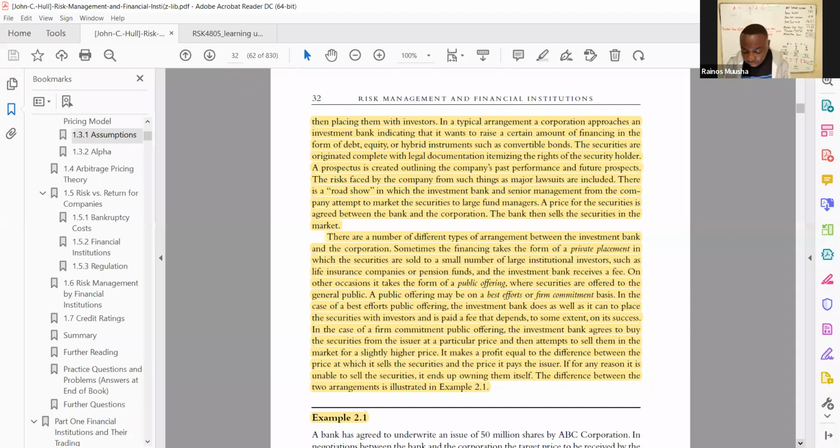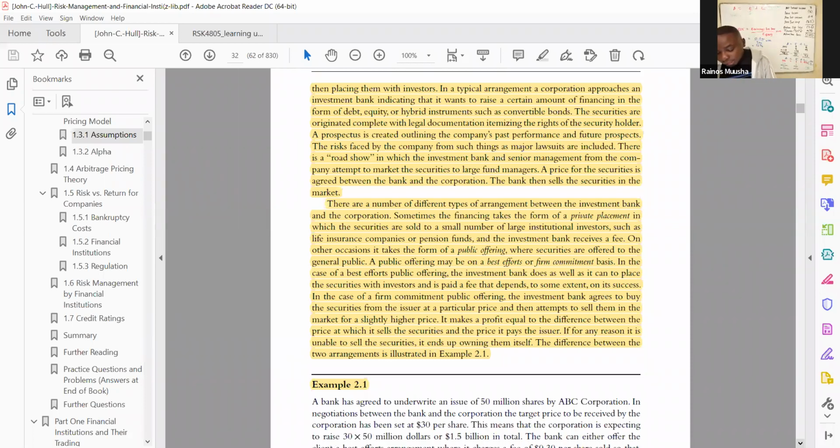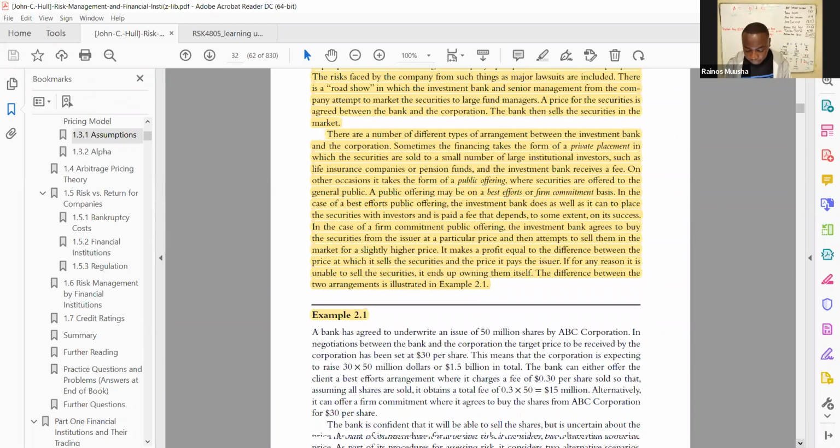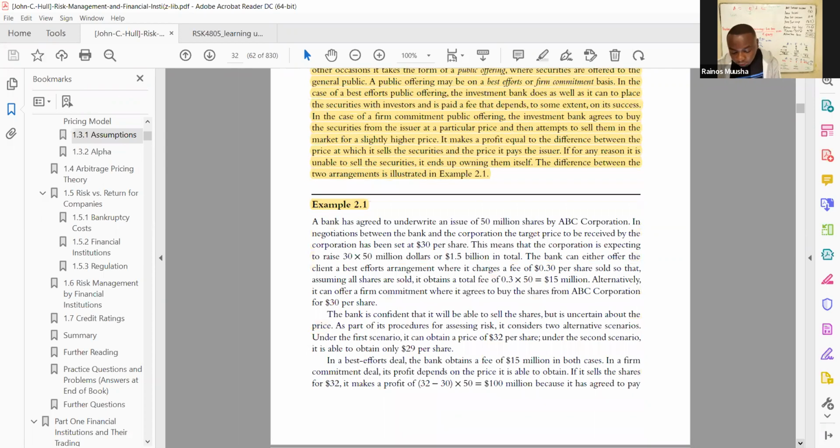So we're going to be looking at the difference between a public offering where we follow the best efforts and the firm commitment basis as well. Can you quickly read through the first paragraph of that example, and then we go through it together.